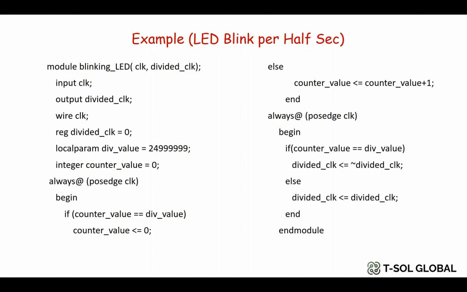Furthermore, it is written in procedural behavioral description, wherein every positive clock edge, a counter is counting the value of the clock transition. When the counter value equals the division value, which is 25 mega, it represents half a second and causes the LED to toggle, otherwise the LED holds its last state.